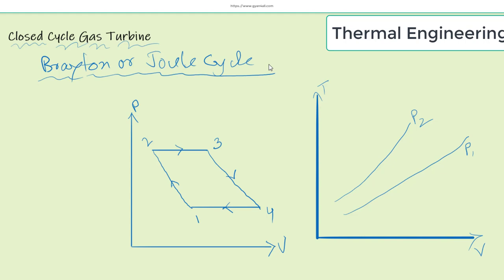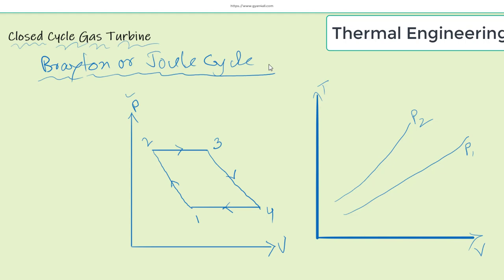So Brayton or Joule cycle is a constant pressure heat addition cycle, and at the same time the heat rejection also takes place at constant pressure. So that is the characteristic of Joule or Brayton cycle. So you just look at the PV diagram.